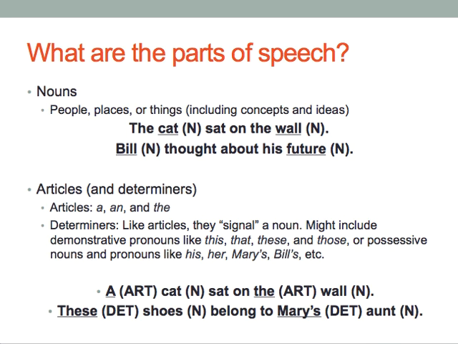A, article, cat, noun, sat on the, article, wall, noun. Functions in the same way that these is the determiner for shoes. They say which shoes we're talking about. Belong to Mary's, determiner, for aunt, a noun. So those are articles and determiners.